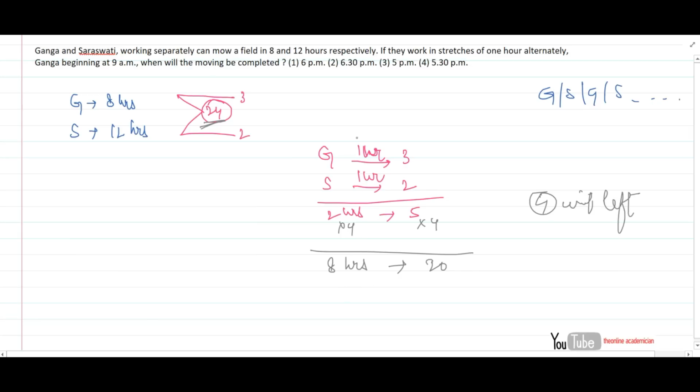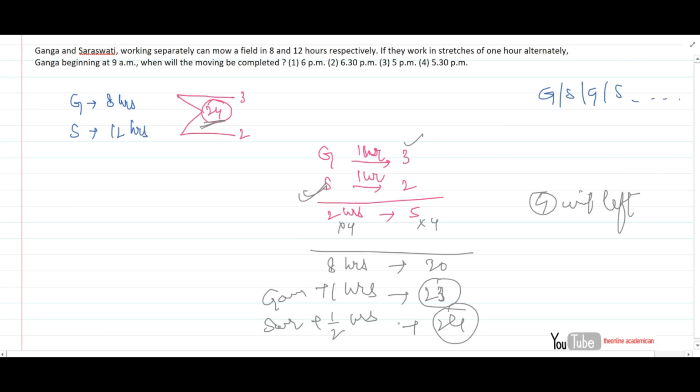Now we know Ganga in 1 hour does 3 units of work. So if we add 1 hour by Ganga, it will be 23 work. Now we know Saraswati does 2 units of work in 1 hour, but we are left with 1 unit of work only. So Saraswati will take half hour. So plus half hour more by Saraswati. This is done by Ganga. This is done by Saraswati. Then total work will be done.